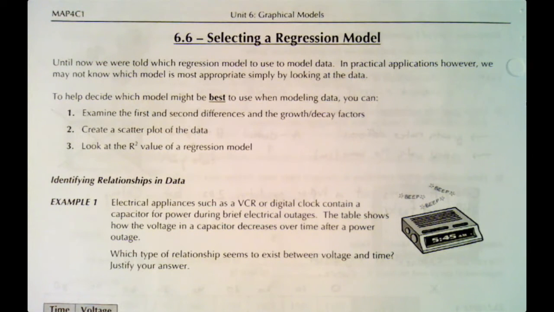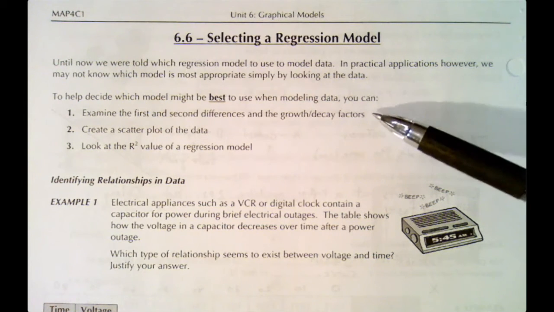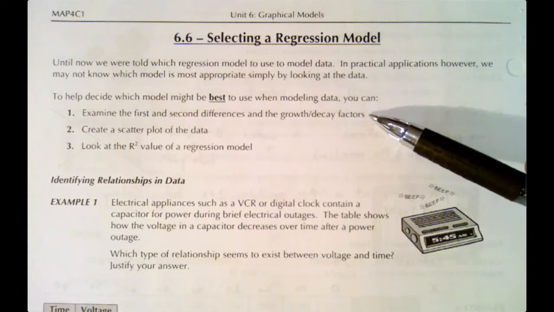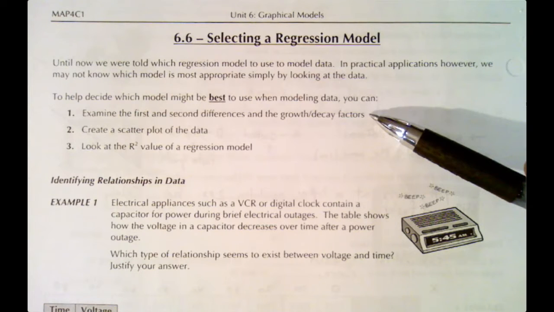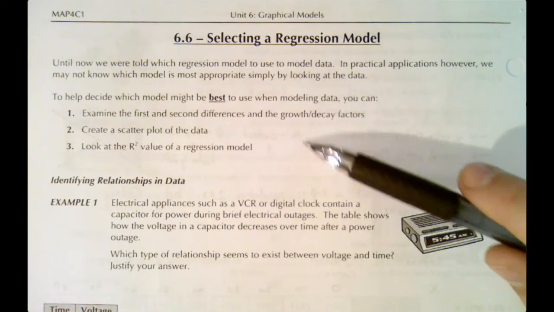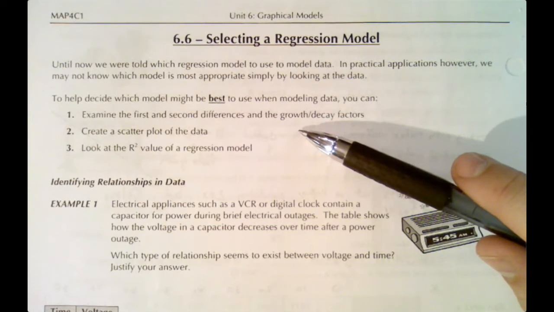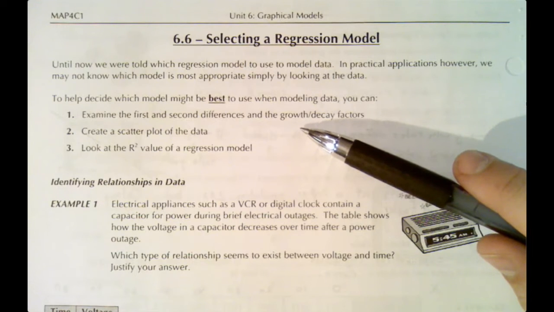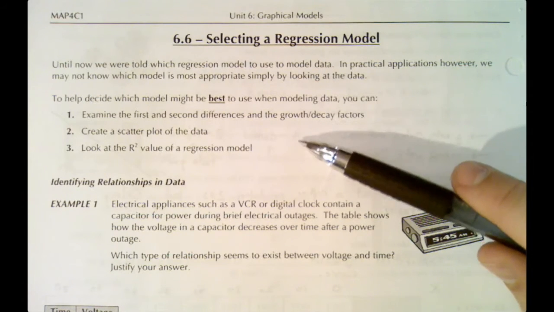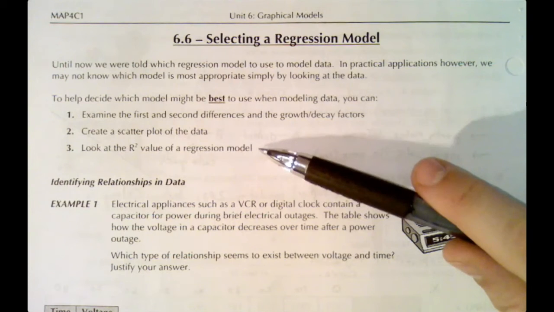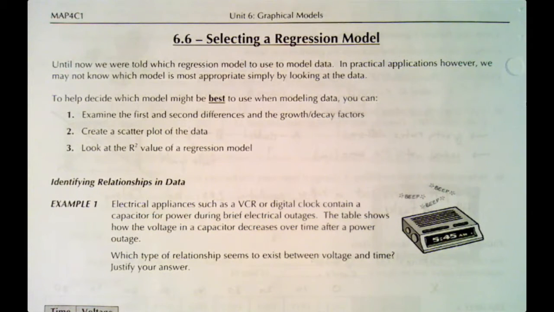model we should use. And the way we can do that is, well, first we can compare the first and second differences with the growth or decay rate, the Y ratios, and we can make a decision based off of that. Secondly, we could graph the data and look to see whether or not it looks like a line, a curve, or specifically a parabola. Finally, we can look at the R squared value using the regression models, and that's actually what we're going to lead into with our last example. We're going to compare R squared values to decide.